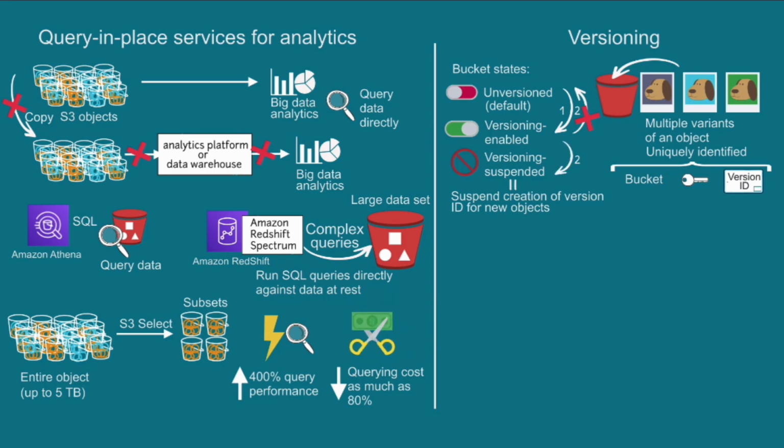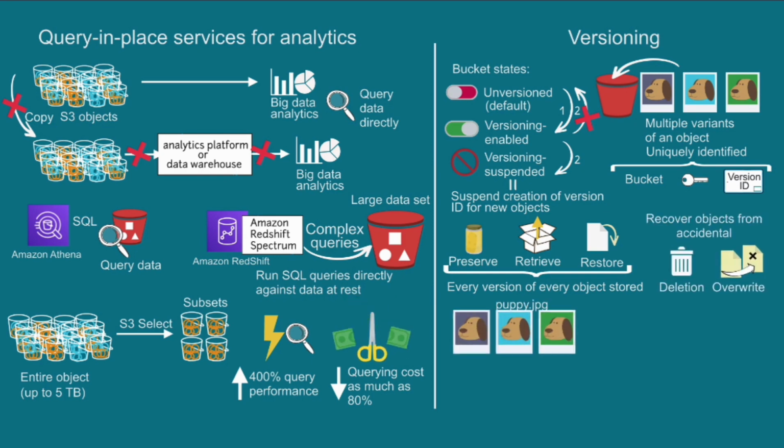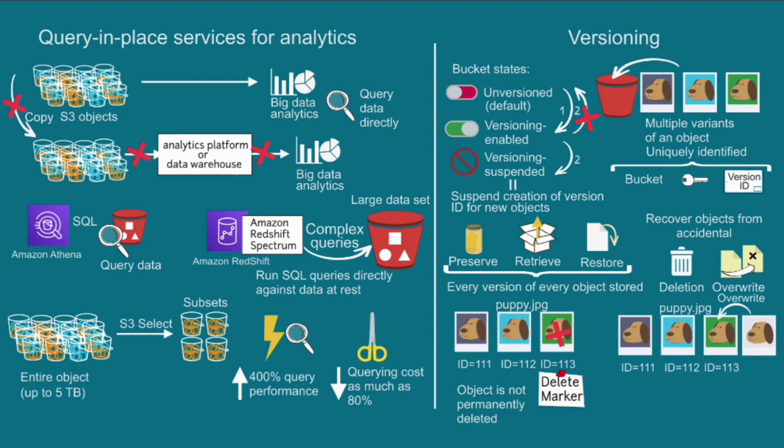You can use versioning to preserve, retrieve and restore every version of every object stored in your Amazon S3 bucket. Versioning-enabled buckets enable you to recover objects from accidental deletion or overwrite. If you delete an object, it is not permanently deleted; Amazon S3 inserts a delete marker. If you overwrite an object, it results in a new object version in the bucket. You can restore the previous version as long as the object has not been deleted.